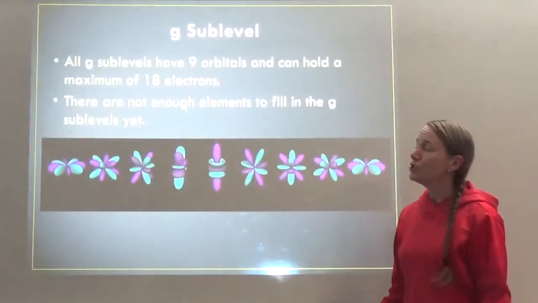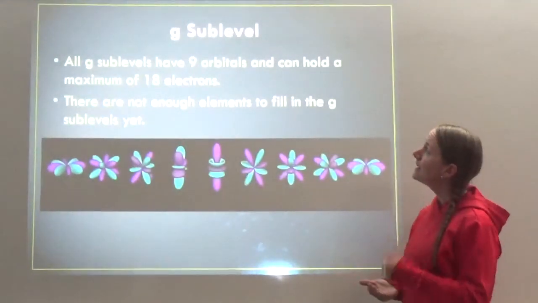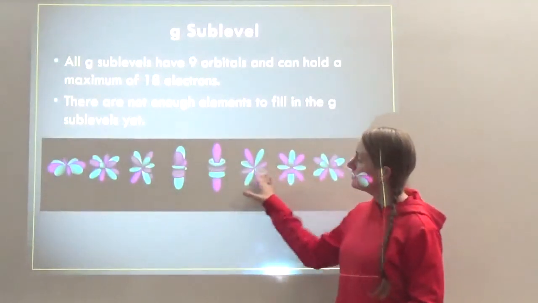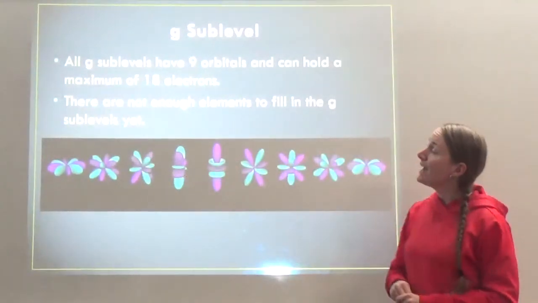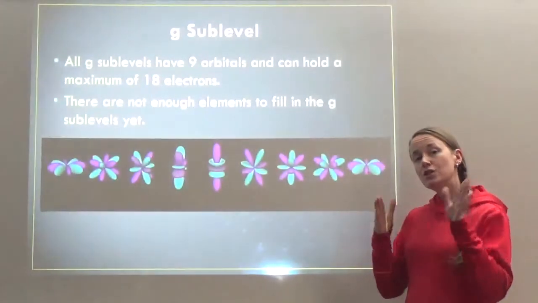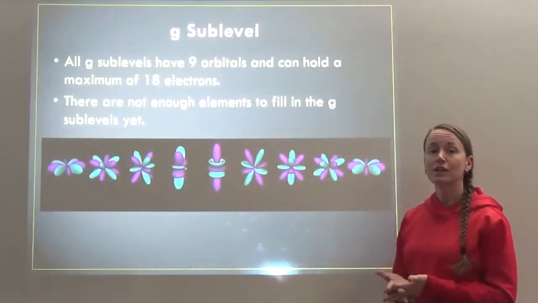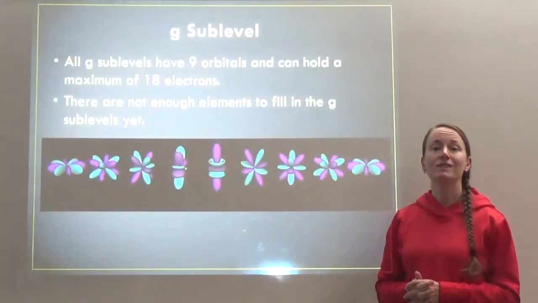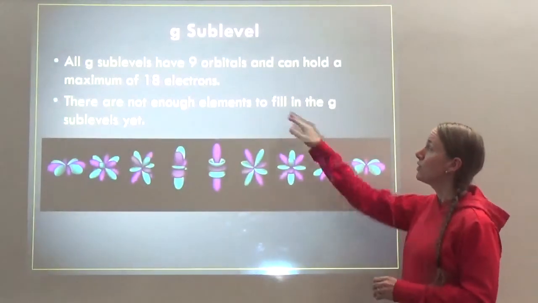So the last one is G. So G has 9 orbitals and can hold up to 18 electrons. And so again, here's the pictures of those. We do not have enough elements to fill in the G sublevels yet. So in section 2, when I teach you how to do something called electron configuration, if you ever make it to the G sublevel, then you have done it incorrectly, okay, because we don't have enough elements.